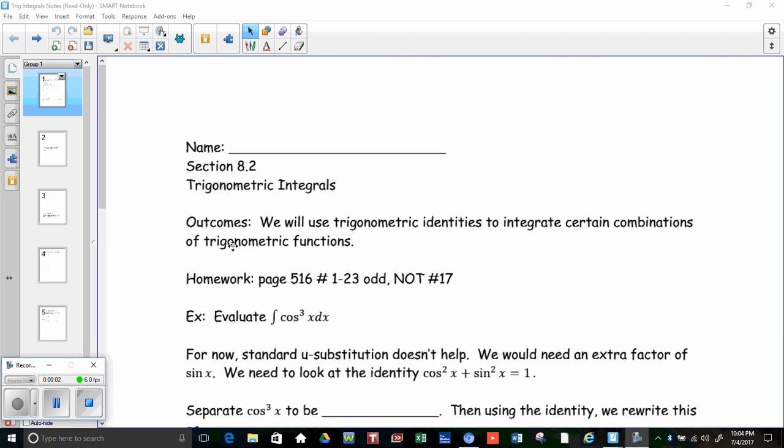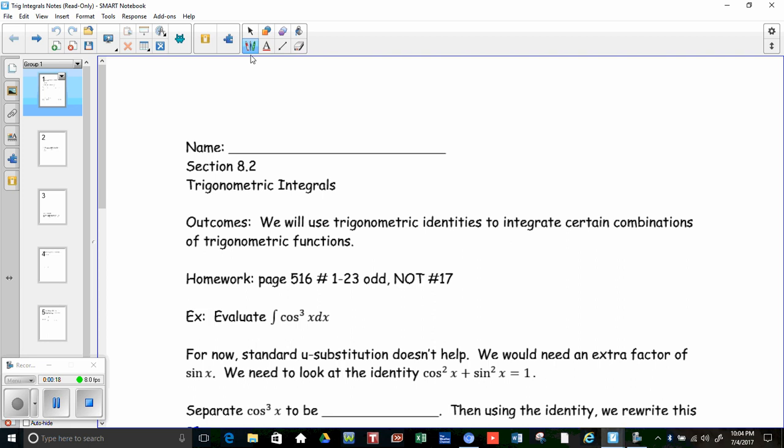Okay, so first thing we want to do is, this is 8.2 in the old book. I'm not exactly sure what the actual section is in the new book. It might be 7.2. Not a big deal. We'll take care of that later if we need to.